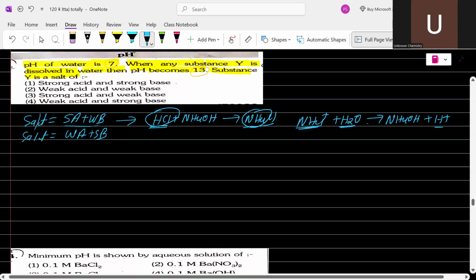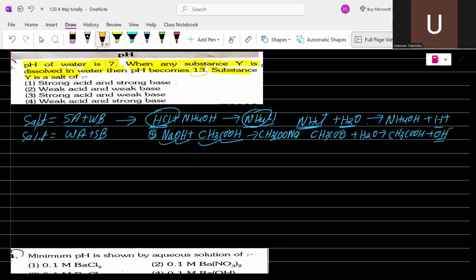And when we have a strong base, for example NaOH, and a weak acid, acetic acid, the salt which we will get is CH3COONa. When we add this salt, CH3COO minus will hydrolyze water and give acetic acid and release OH minus ion. So basically, if we have a salt of strong base and weak acid, the resulting solution will be basic.